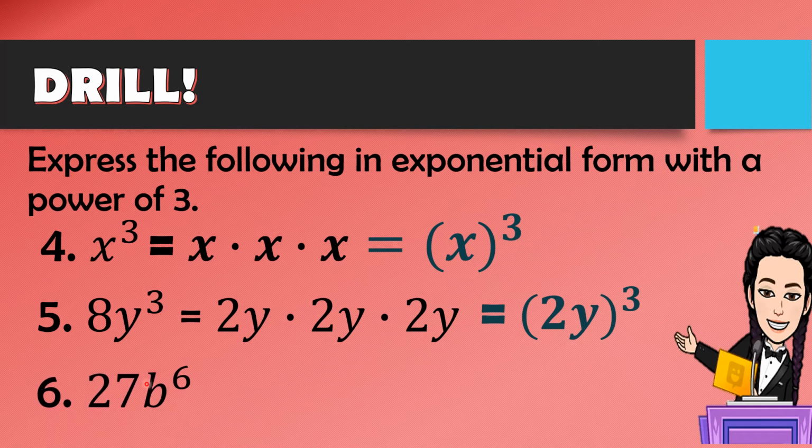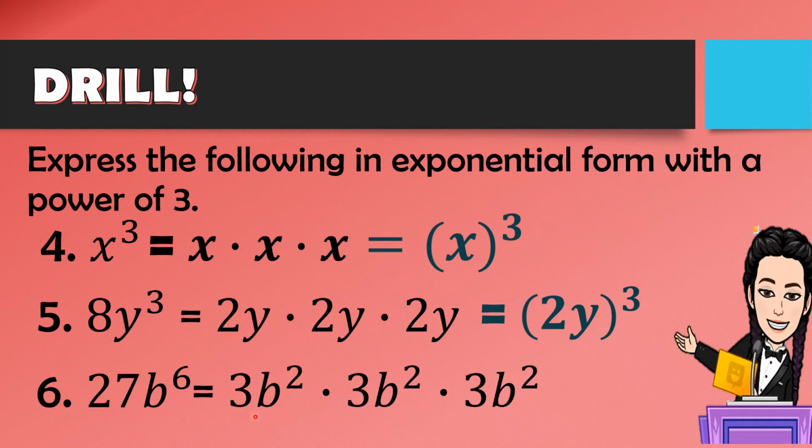Next, 27b raised to 6. So, kuhanin ulit, anong number ang gagamitin natin as factor ng 3 beses para makuha ang 27? Very good. 3. Para naman sa b raised to 6, i-divide natin ang exponent sa 3. Tama. 6 divided by 3 is 2. Therefore, ang magiging factor nito ay 3b squared times 3b squared times 3b squared, which is equal to cube of 3b squared.